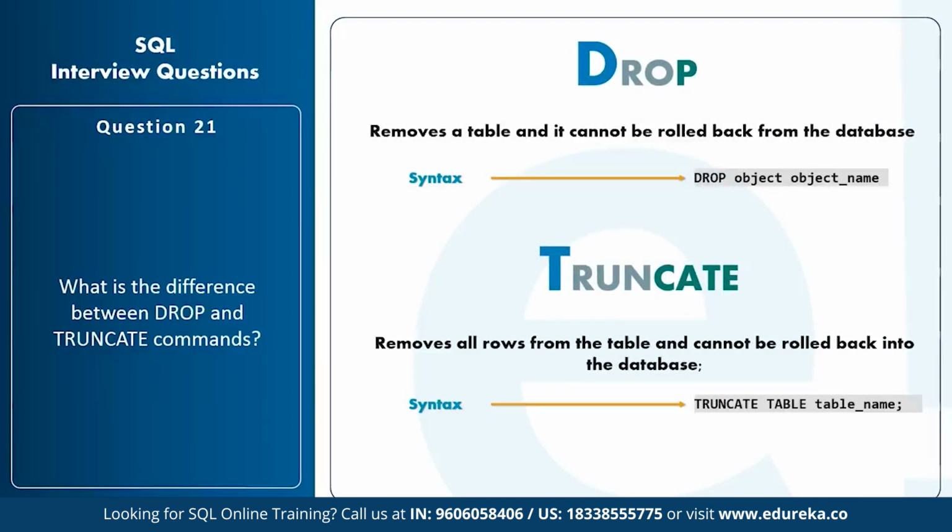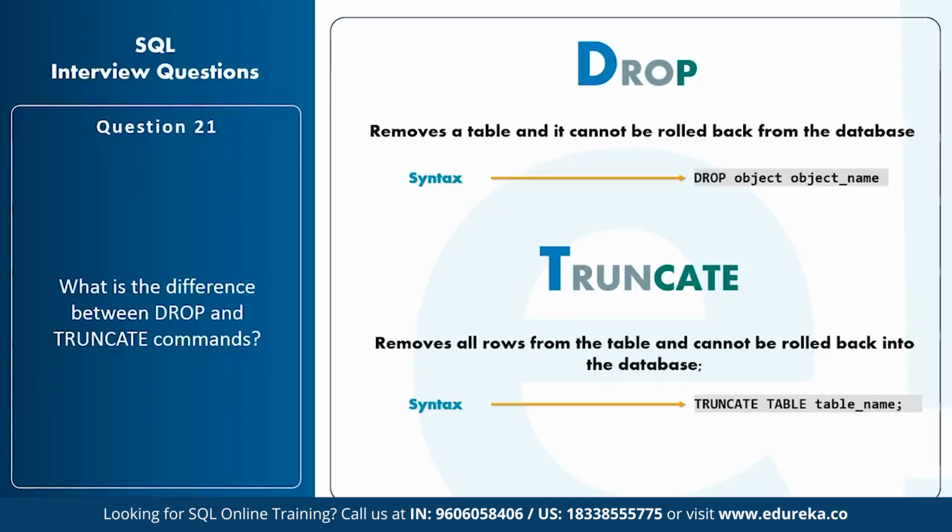Whenever you use the drop command, just remember that you completely drop the complete table and it cannot be rolled back from the database. And the truncate command removes all the rows from the table and also cannot be rolled back into the database. So the drop command and the truncate command differ by this. Whenever you use the drop command, you drop the complete table. And whenever you use the truncate command, you remove all the rows from the table.